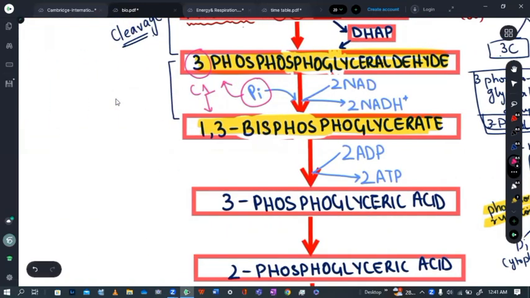So here, two things are happening. First one is dehydrogenation. De means removal, and hydrogenation, removal of hydrogen. And the second one is phosphorylation. Okay.